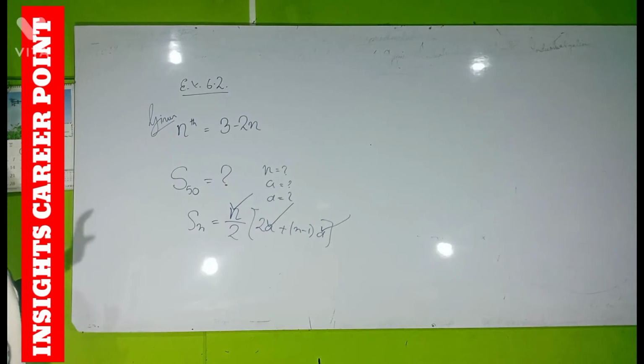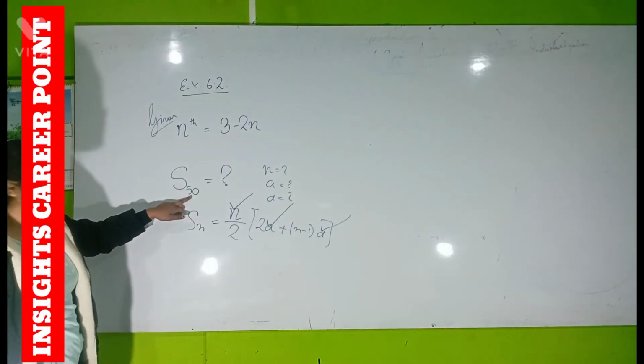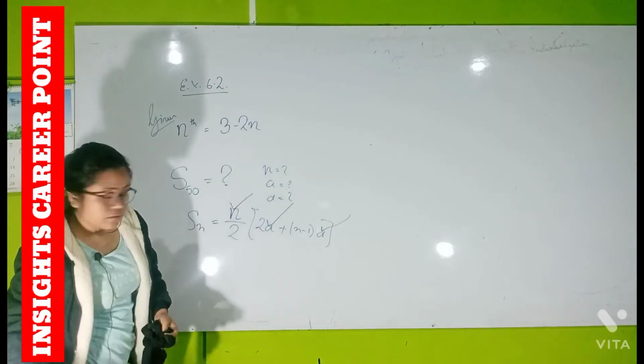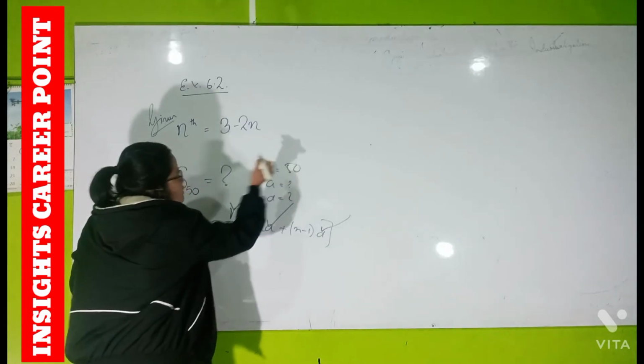And d is needed. But where is n? n is given here as 50. From here we can know that the value of n is 50.